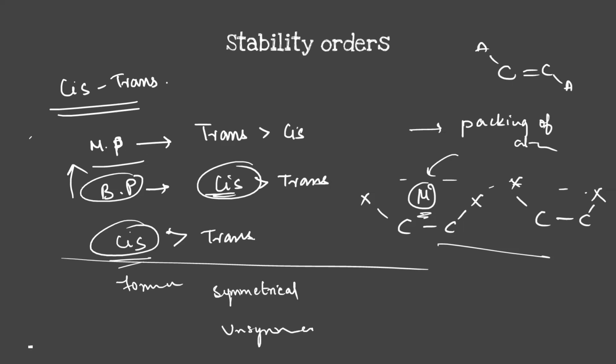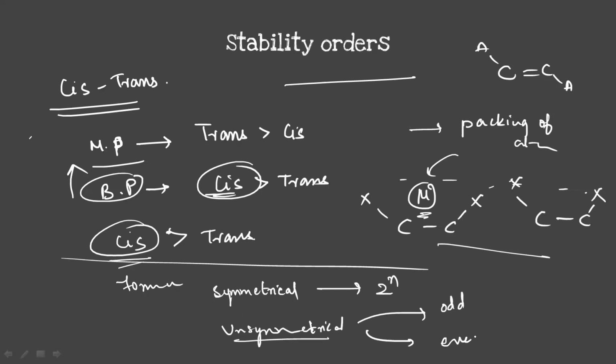When the compound given is symmetrical, the number of geometrical isomers is 2 power n. And when the compound is unsymmetrical, you have two cases: when you have an odd number of carbons and when you have an even number of carbons. When you have an odd number of carbons, you can write it as 2 power n minus 1 plus 2 power n by 2 minus 1. And when there are an even number of carbons, you can write 2 power n minus 1 plus 2 power n by 2 minus 1, where n is the number of carbon atoms. So these are formulae for geometrical isomers.